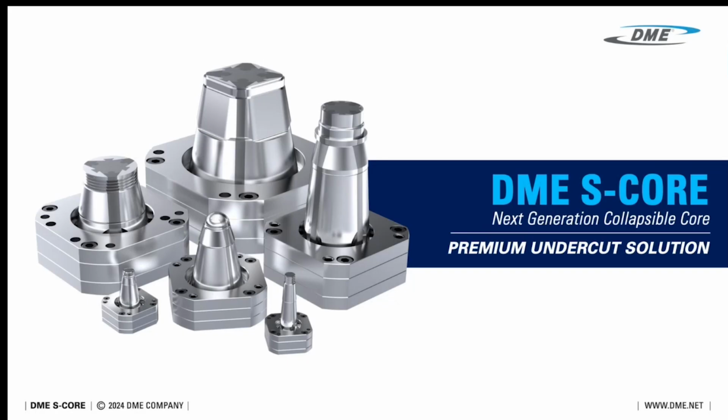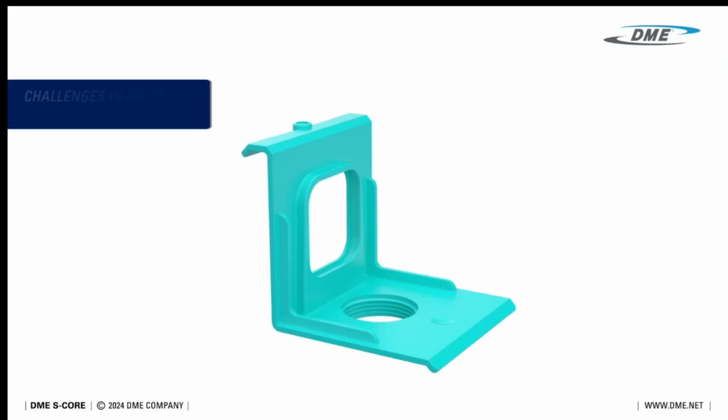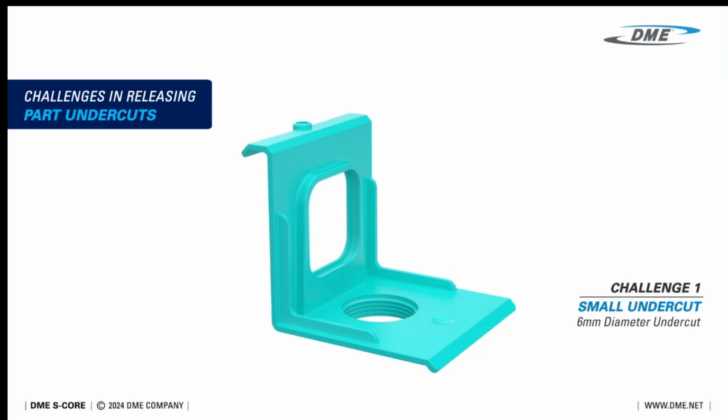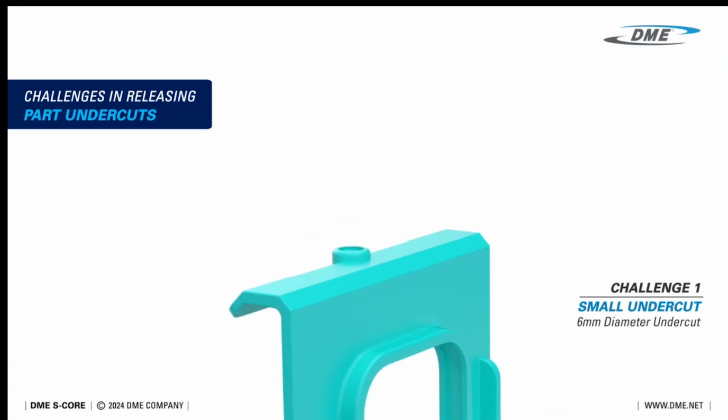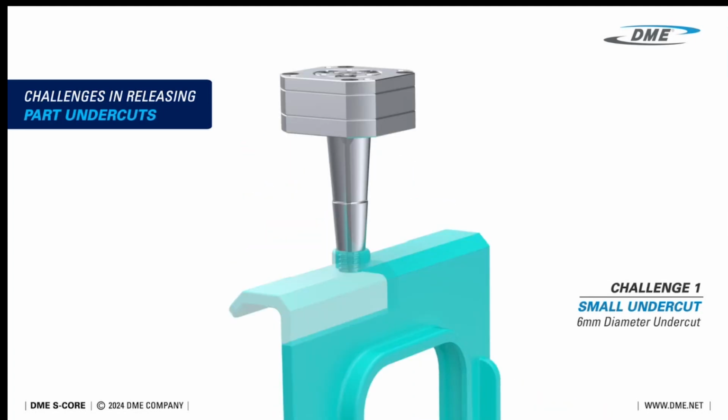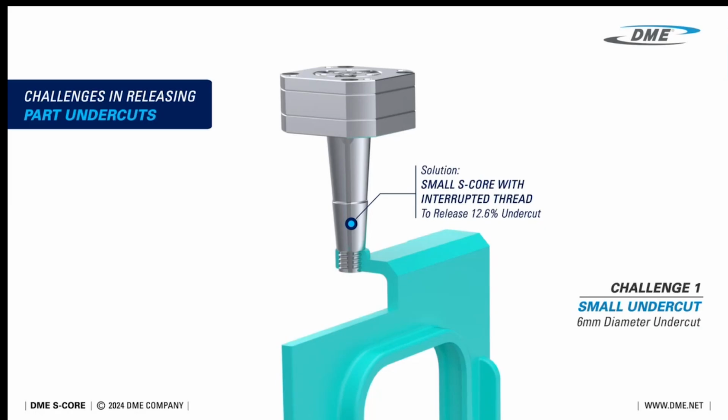Introducing the DME S-Core, the next generation collapsible core, offering premium undercut solutions. Let's explore the challenges in releasing part undercuts. Challenge 1, a small undercut, just 6 millimeters in diameter. The solution here is a small S-core with an interrupted thread design, engineered to release a 12.6% undercut.